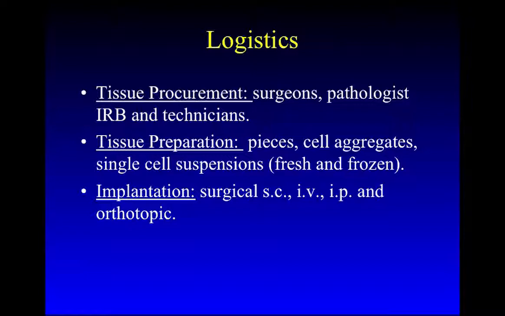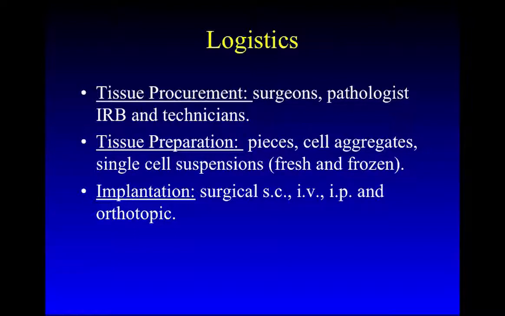Now, the other thing to be considered, of course, is the implantation. This can be done subcutaneously, and we don't use trocars. We actually open a piece of skin and implant the pieces that we want to implant, and we close it with surgical adhesive. You can also inject IP, as I mentioned, and IV with single cell suspensions. And of course, there are orthotopic implants. People are injecting lung tumors in the lung, and bladder tumors in the bladder, etc.